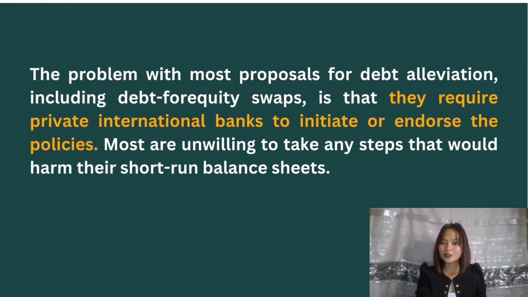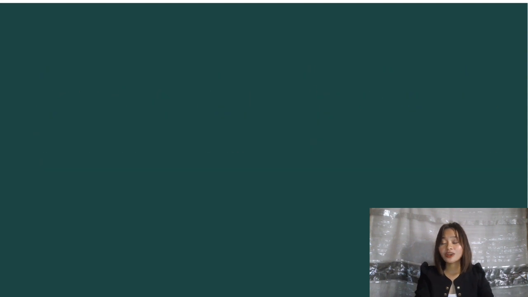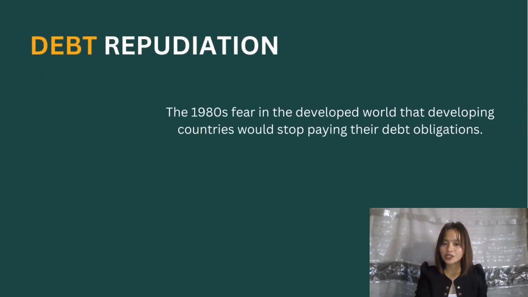The problem with most proposals for debt alleviation, including debt for equity swaps, is that they require private international banks to initiate or endorse the policies. Most are unwilling to take any steps that would harm their short run balance sheets. More significant, in the absence of unilateral debt repudiation by developing countries, most proposals, except debt for nature and similar swaps, do not solve the debt problem but merely postpone the day when debts become due and so another crisis erupts. And when we say debt repudiation, it means a policy that would hurt both borrowers and lenders in both the short and the long term.